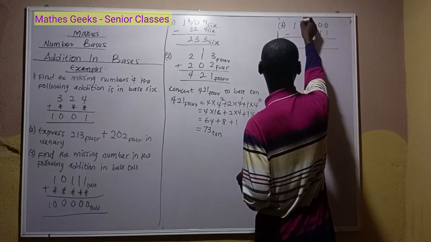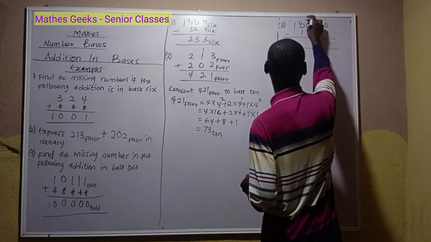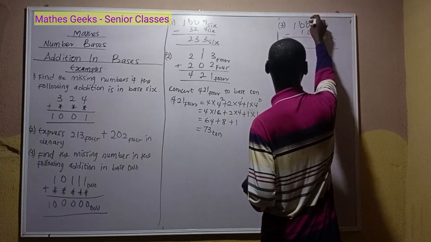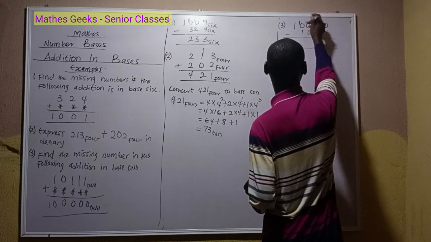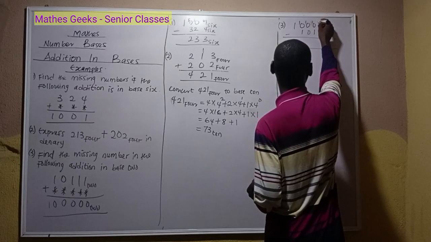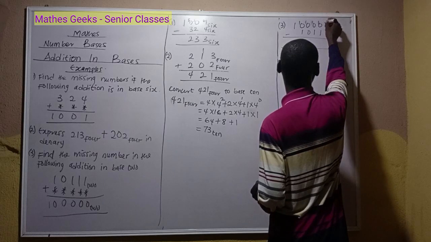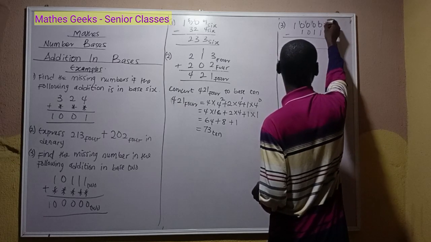So when it gets here, it becomes 2. We borrow from here, what's left is 1. When it gets to this point, it's 2. We still have to borrow to this point. So here's 1 and here's 2. We borrow from here, here's 1, here's 2. We borrow from here, here's 1 left, here's 2. Yes, it's 2 we borrowed.